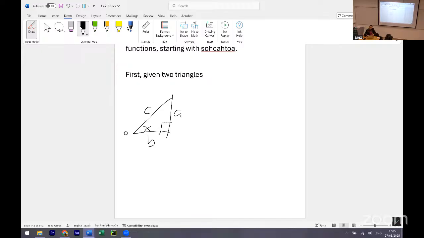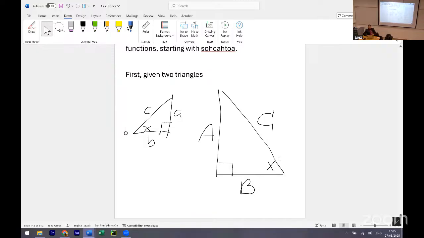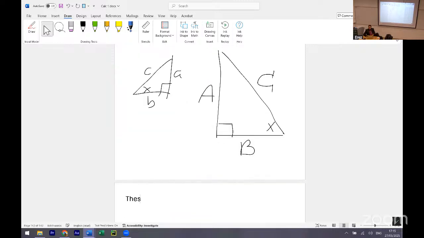And the second triangle is this one with the right angle with the angle x, and the hypotenuse will be capital C, and capital A, and capital B. What can you say about these two triangles? They are similar triangles. These triangles are similar to one another.